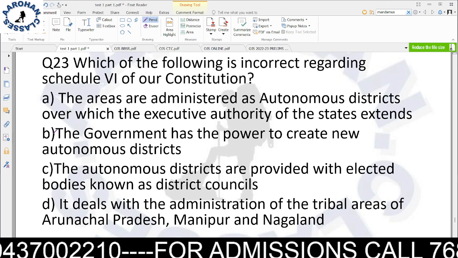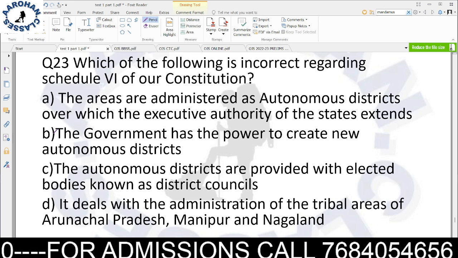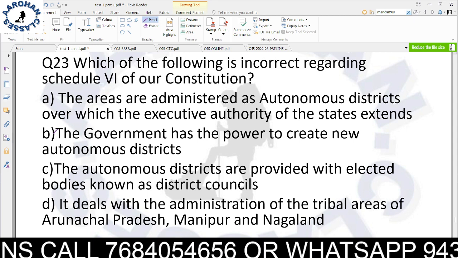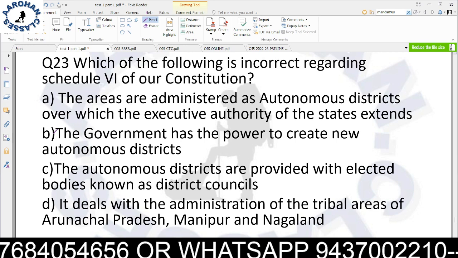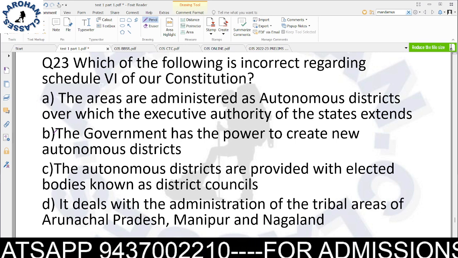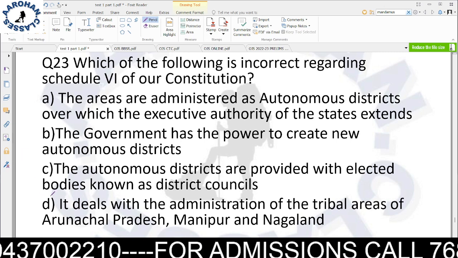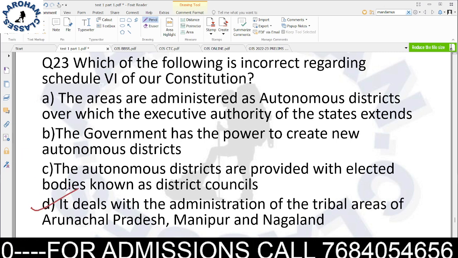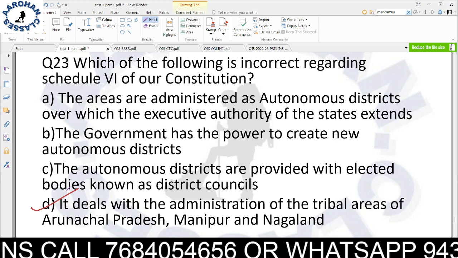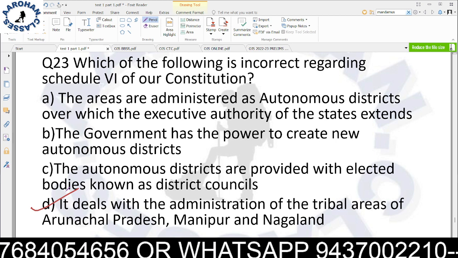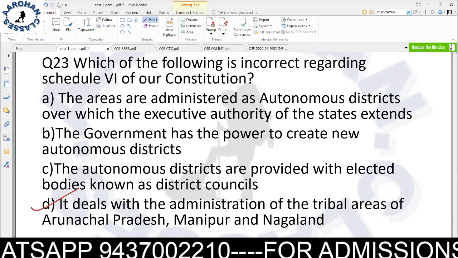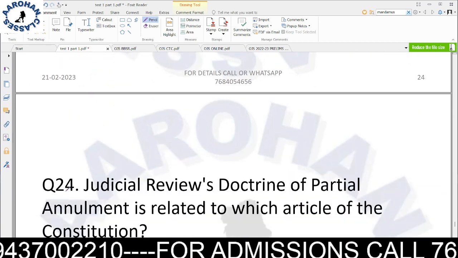Now come to question 23. Which of the following is incorrect regarding Schedule 6 of our Constitution? D is the answer. Schedule 6 basically deals with the administration of autonomous districts. So it does not deal with the administration of tribal areas of Arunachal Pradesh, Manipur and Nagaland. So D is the answer for 23.